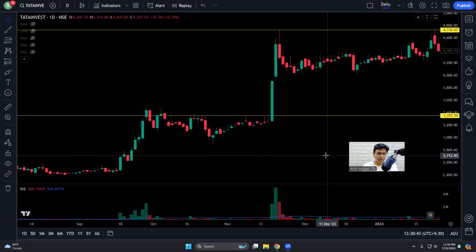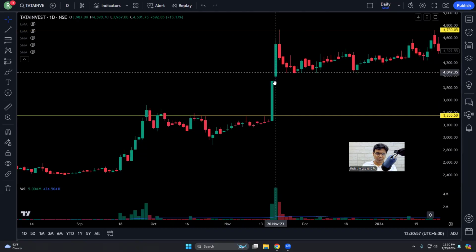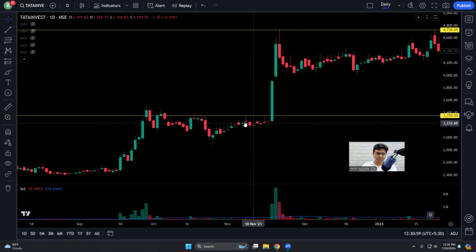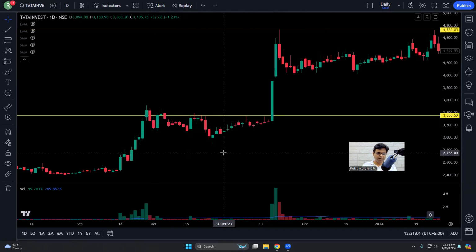All right, this is a very important video. In this video, I want to discuss how to determine the quality of a base. A base is nothing but a period of consolidation. Like you see here, before this breakout, there was this base. So there are different kinds of bases.